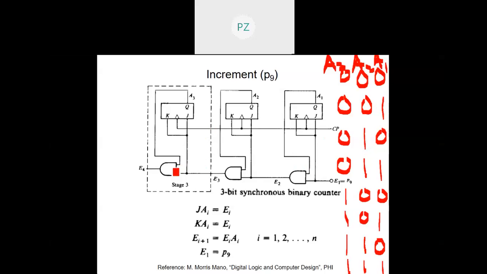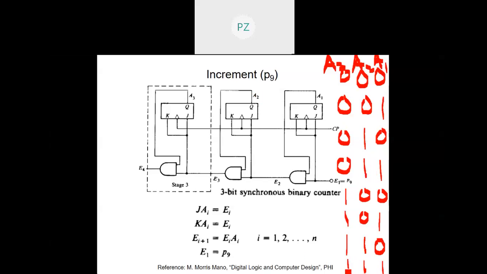Now over here, this one, you see, will toggle only when P9 is 1, A1 is 1, as well as A2 is 1. So you see, it was 0, so it will remain 0 and will toggle only when both of them, A1 and A2, are 1.